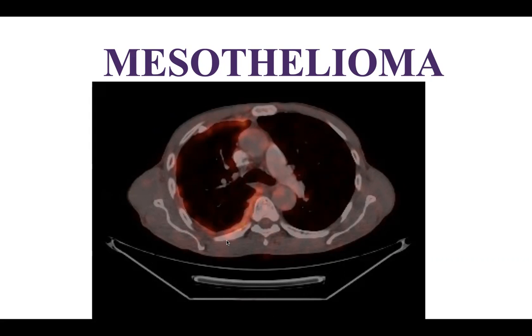And the fourth feature here is the avidity of the parietal pleura. So it is orange, the color is orange. It means that the parietal pleural cells, namely mesothelial cells, but in this case mesothelioma cells, uptake glucose, radioactive glucose, very intensely. So these four features are very important in order to suspect mesothelioma in a patient with chest pain.